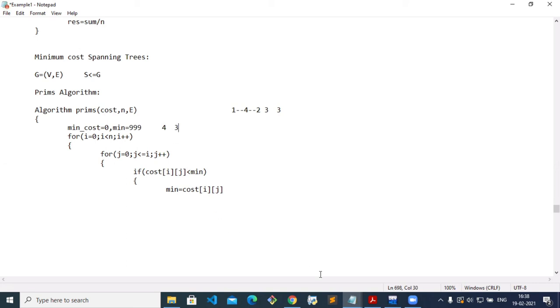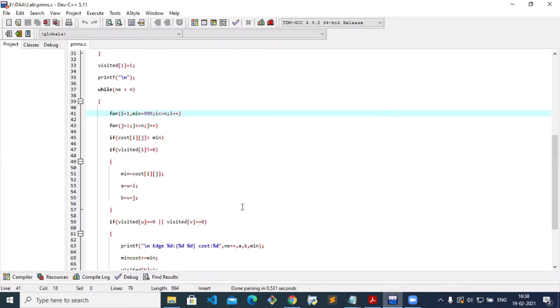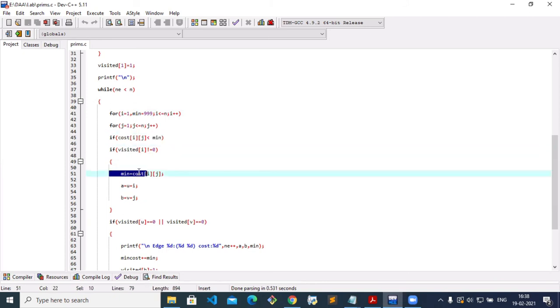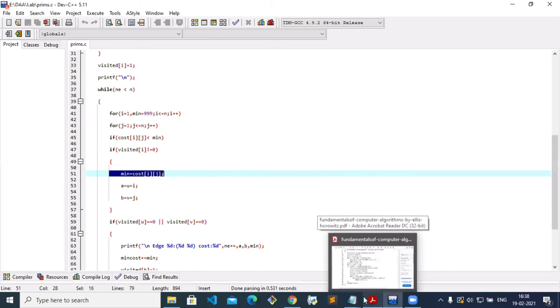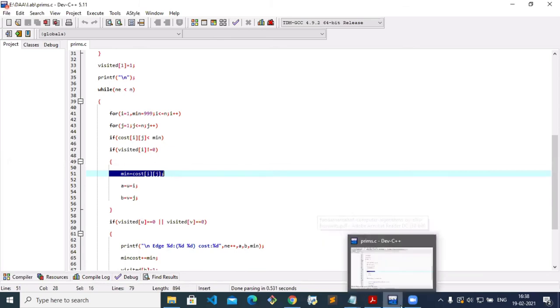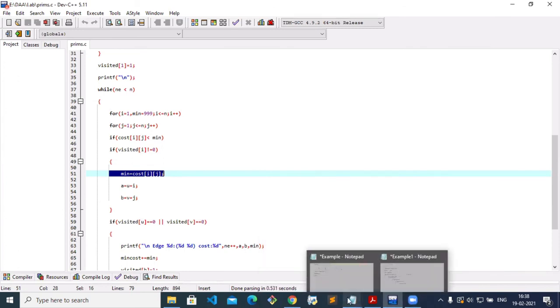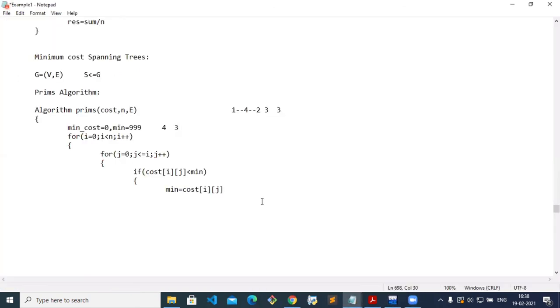This is what we have written in the programming part also. If you observe here, where we have written if cost of ij less than min, min equals cost of ij, that's what we have written in this part also. Am I clear? This is cost of ij.